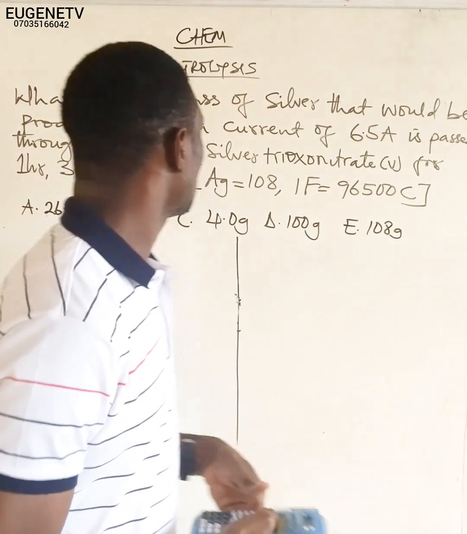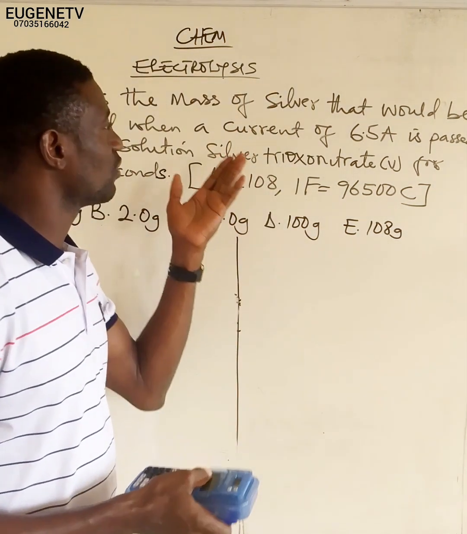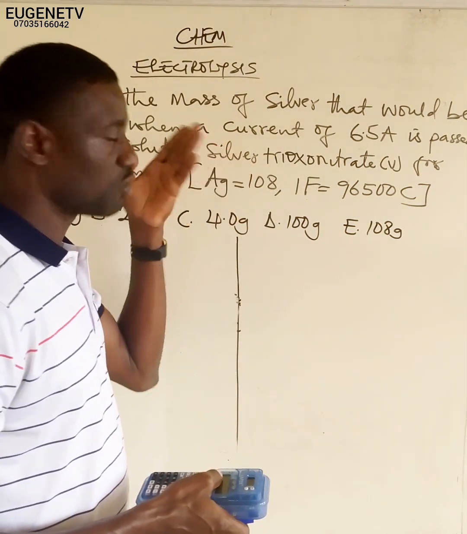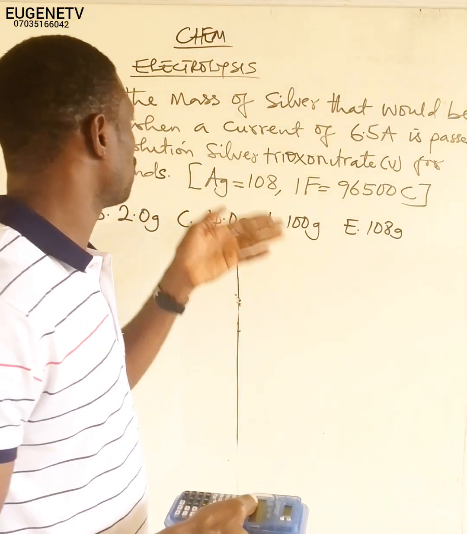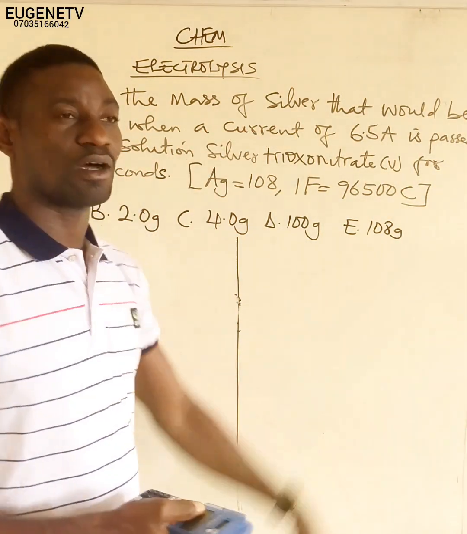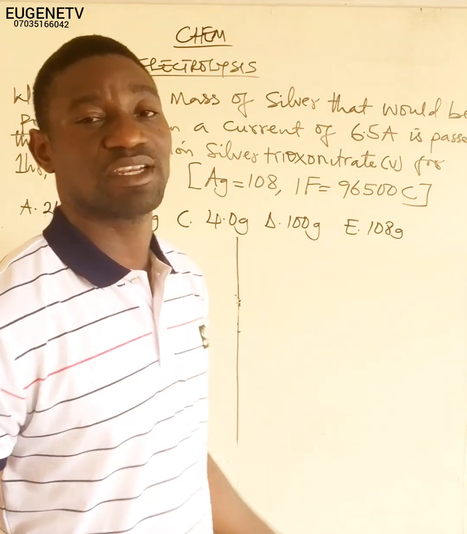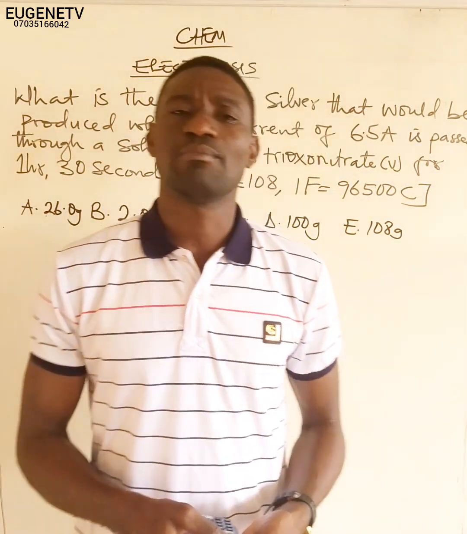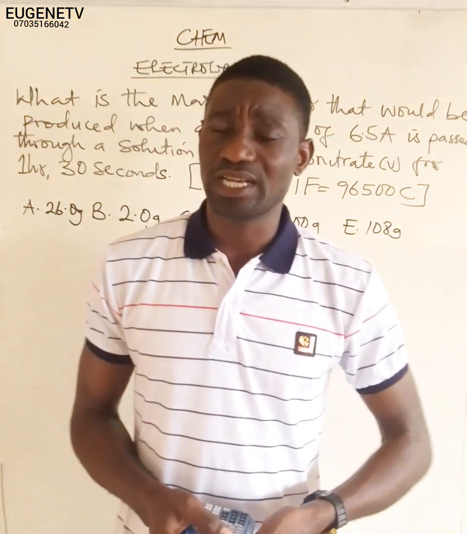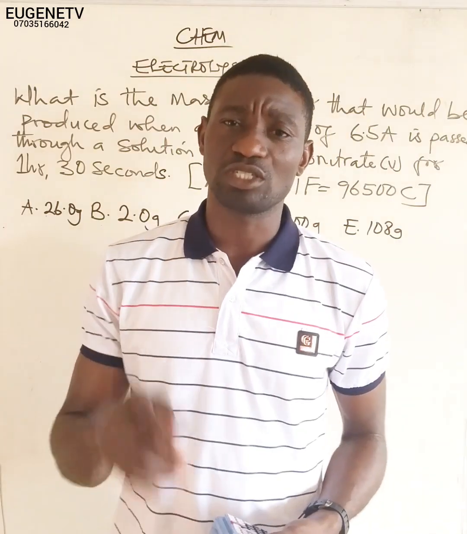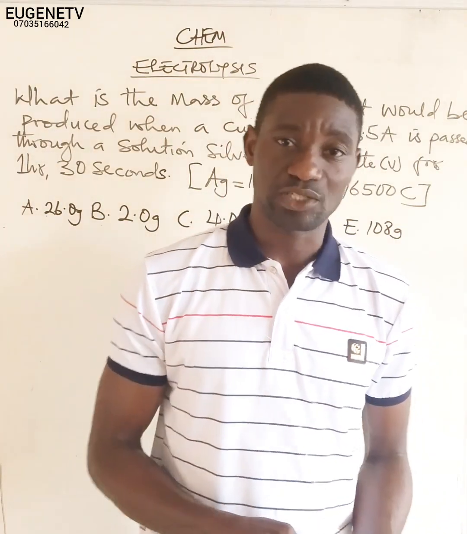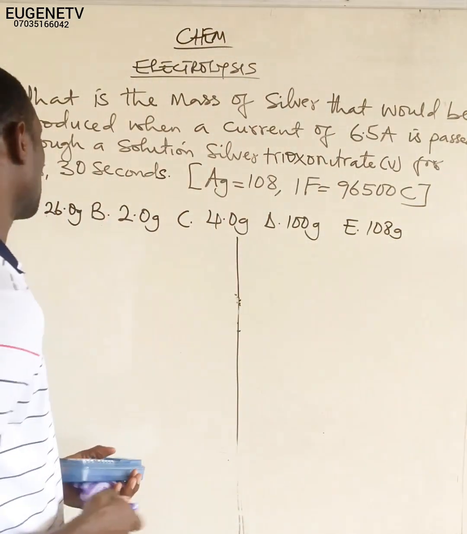Alright? So again, we have the laws of electrolysis, the first law and second law, and it is on the first law of electrolysis that this question is based. Faraday's first law of electrolysis states that the mass of substance deposited during electrolysis is directly proportional to the quantity of electricity that is passed through the electrolyte. Alright, so let's take a look at the question now.